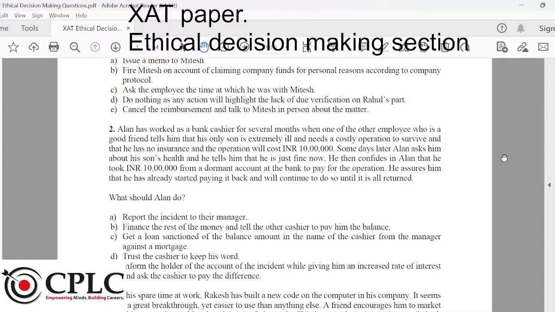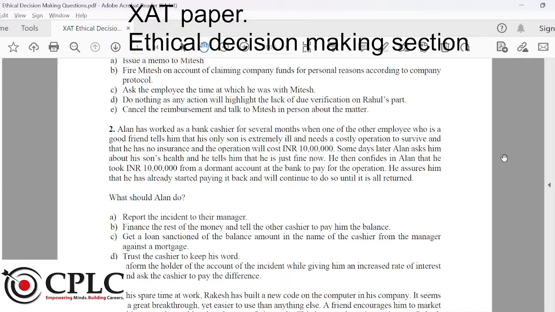Now, increased rate of interest is not something in the hands of Alan because Alan is not a bank. The rules are not decided by Alan. So he cannot give an increased rate of interest to the account holder. And anyways, it is a dormant account. It will be very difficult for Alan to go and find that person. And again, since the other employee is a good friend of Alan, he shouldn't do that.